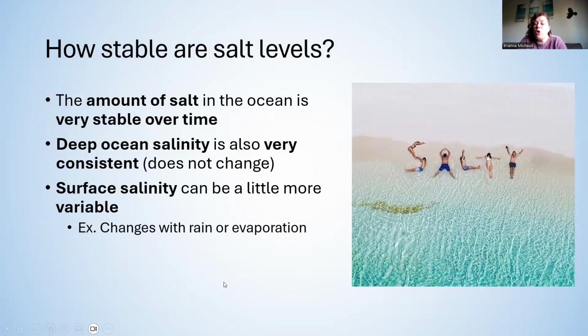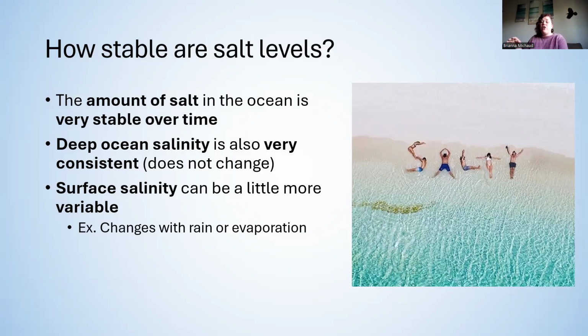Now, when we're talking about most of the ocean, especially the deep ocean, which again is most of it, we talked about how the ocean covers 70% of the Earth's surface, but it's actually 99% of the three-dimensional livable space on Earth. So for most of that whole volume, the salt levels are very stable. Most of the deep ocean is 35 parts per thousand, everywhere. So the vast majority of the ocean is very, very stable.